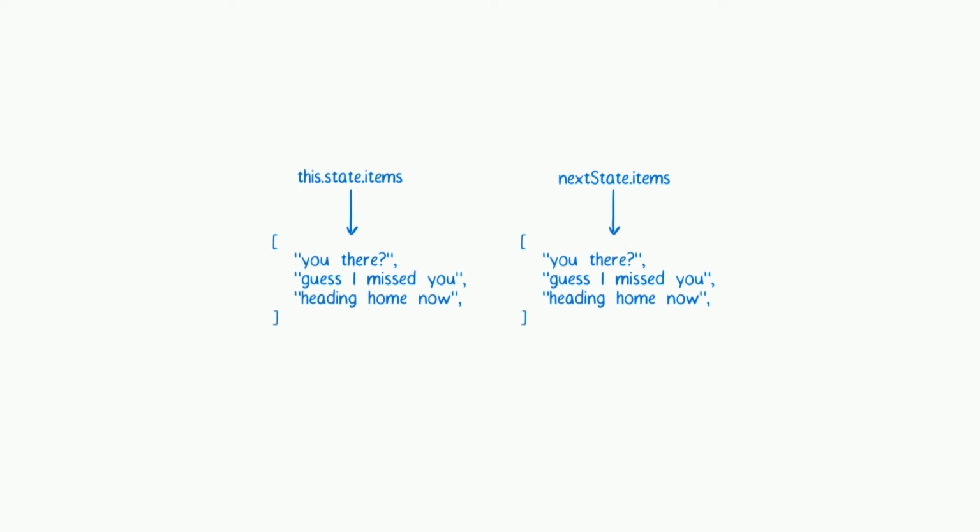Now you could make it so that next state is always its own object, or next items is always its own object. And then your should component update would see that the previous items variable and the next variable are different. Now the problem is it would always think that they had changed, even if it hadn't. So it would never return false and not give you any performance improvement.